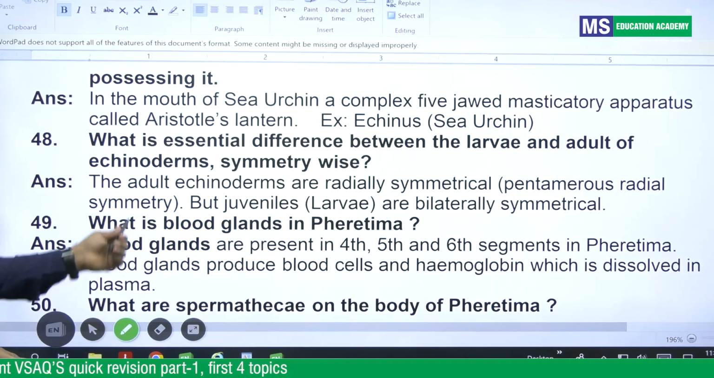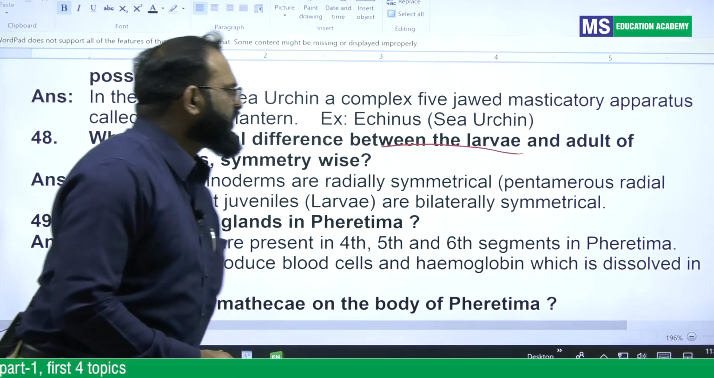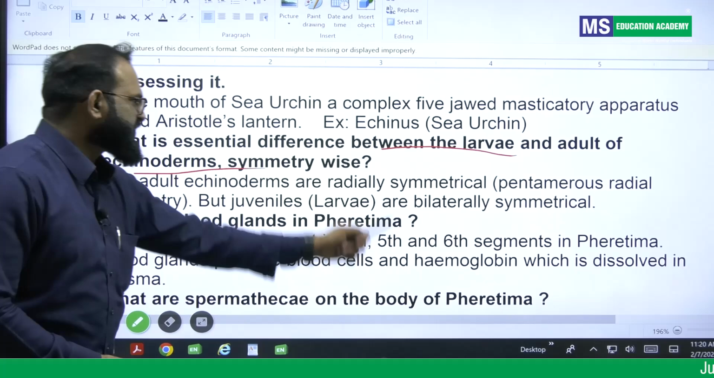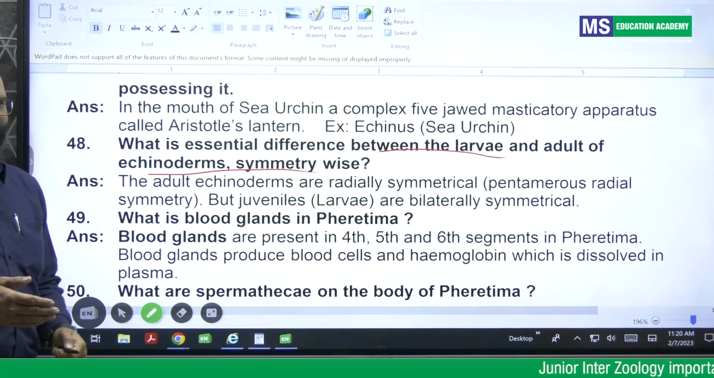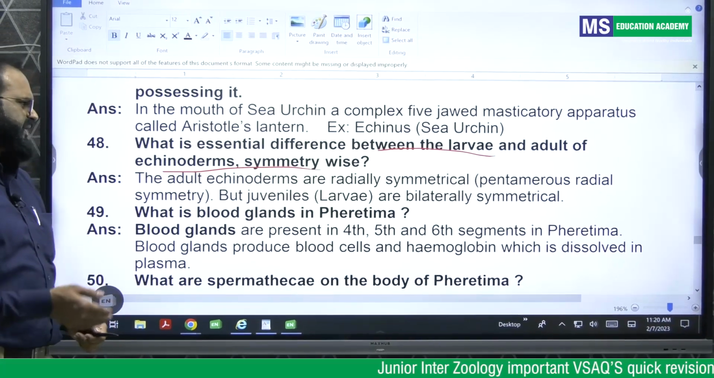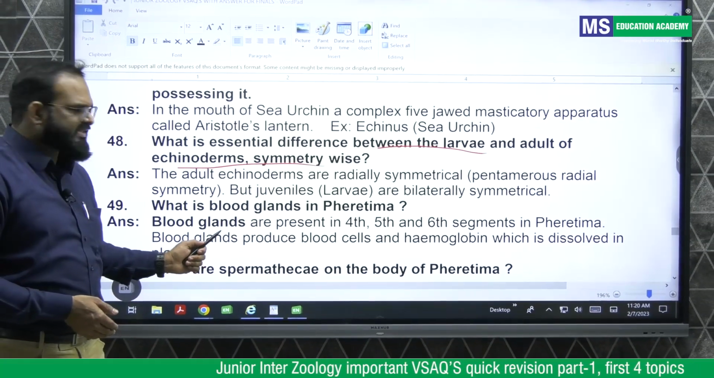Go through this also. What is the essential difference between the larva and adult of echinoderms? Larva exhibits bilateral symmetry, adult exhibits pentamerous radial symmetry.